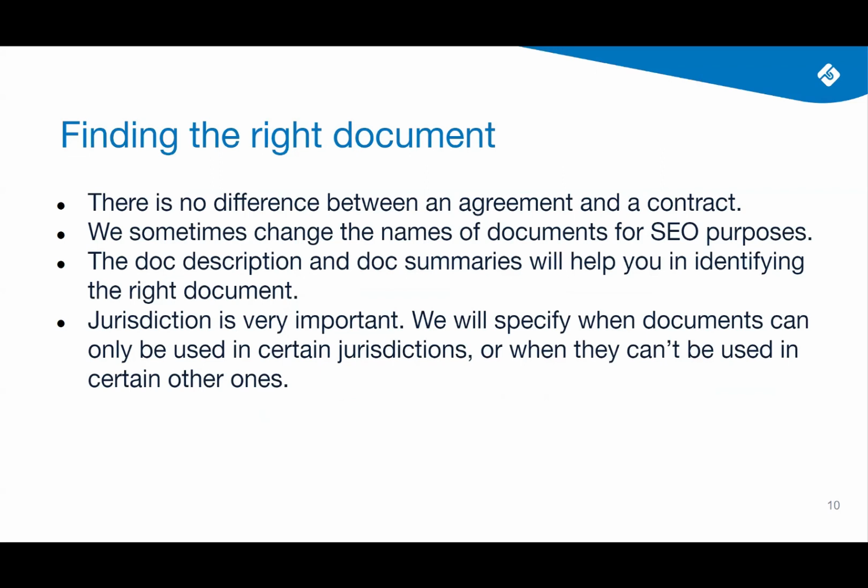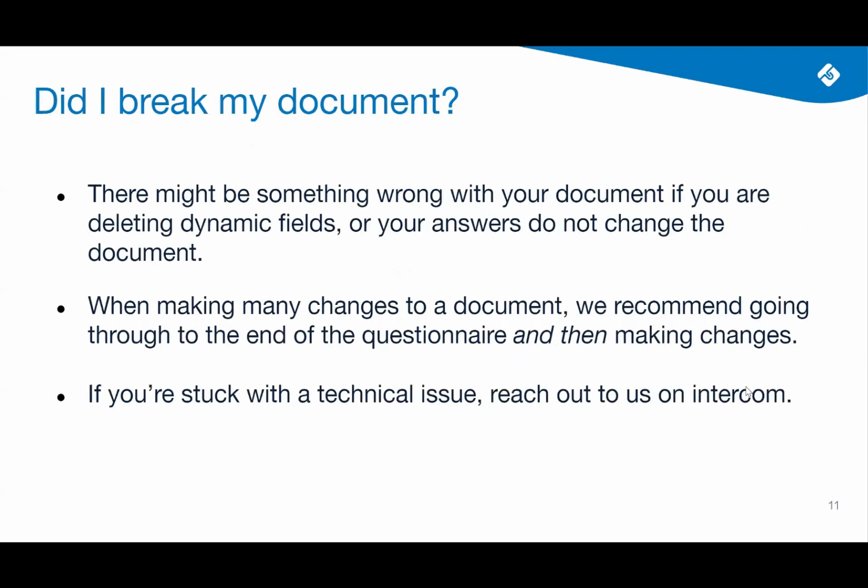Finally, jurisdiction is very important. So we include in the metadata of the document, which is visible in the description, when documents can only be used in certain jurisdictions or when they can't be used in certain other ones. Sometimes we put this in the title. So for instance, only Victoria allows for wills to be e-signed. So while we provide a will that can be used for the rest of Australia, we recommend that that is printed out and manually signed. Only for Victoria should it be e-signed. And yeah, there are other areas where different states will have different requirements.